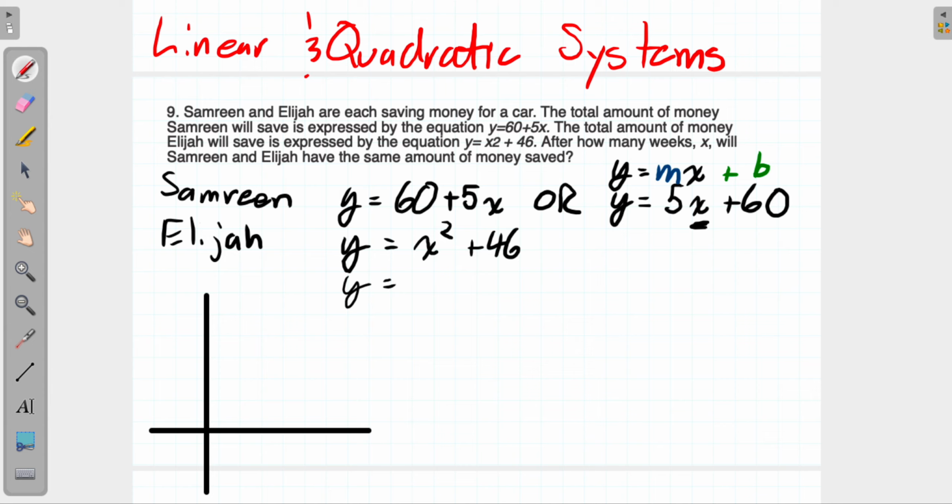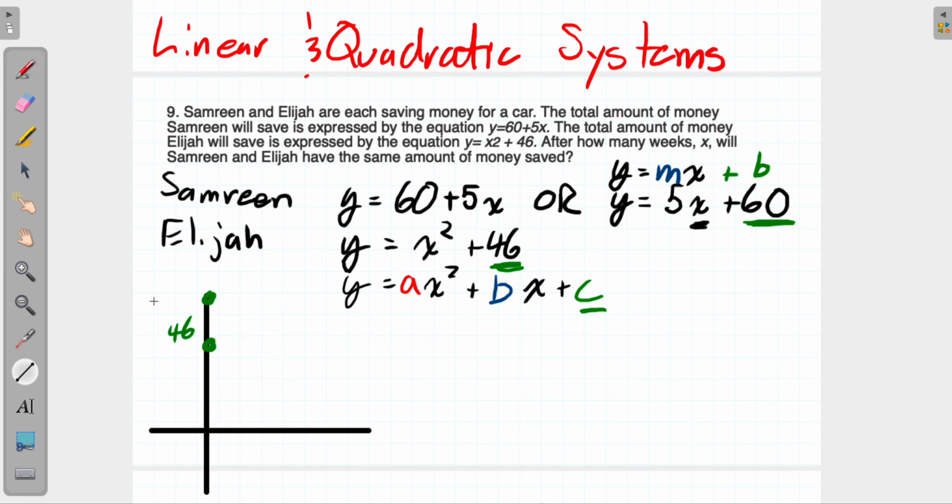We'll say y is equal to, if you remember, standard form is ax squared plus bx plus c. And normally, relating things to standard form for graphing isn't usually that helpful. But in this case, it does tell us the y-intercept. We know what the c value is. So make a rough estimate. It's about here at 46. And the y-intercept for the linear equation is at 60. So let's say it's somewhere up there.